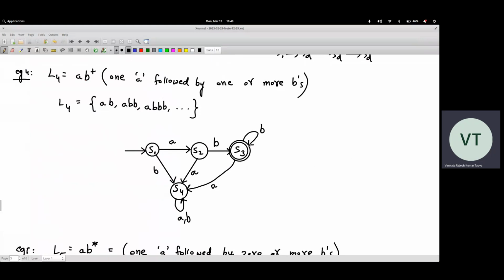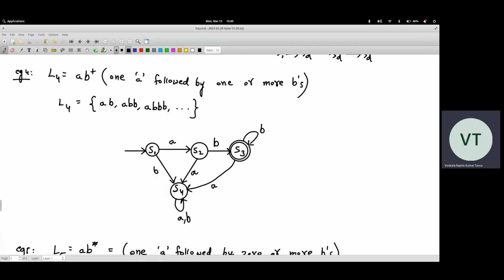So in S3, you have a loop on B. Because once you have seen an A and a B, now any more Bs you see, all of them will also be accepted. Right? So you need not change the state. So B plus means not one B, one or more Bs. So the moment you see one B, you are in S3, it means you have seen an A, you have seen a B. One or more Bs is same as one B. So you just have a loop on S3.